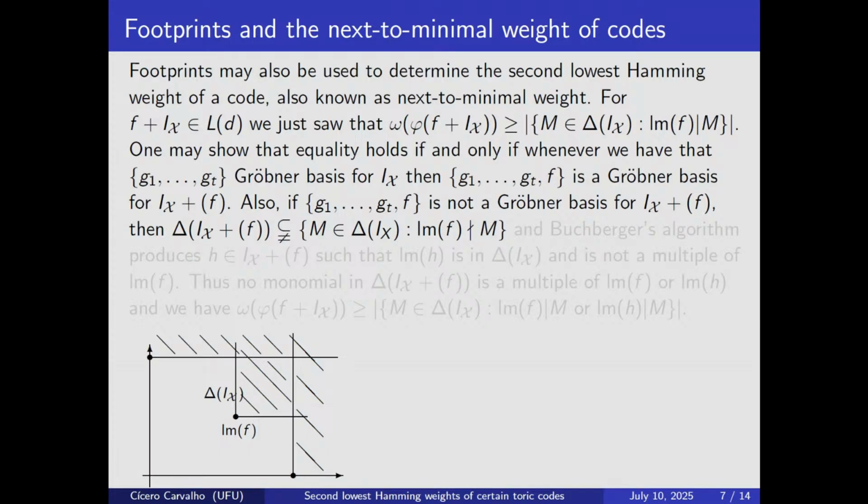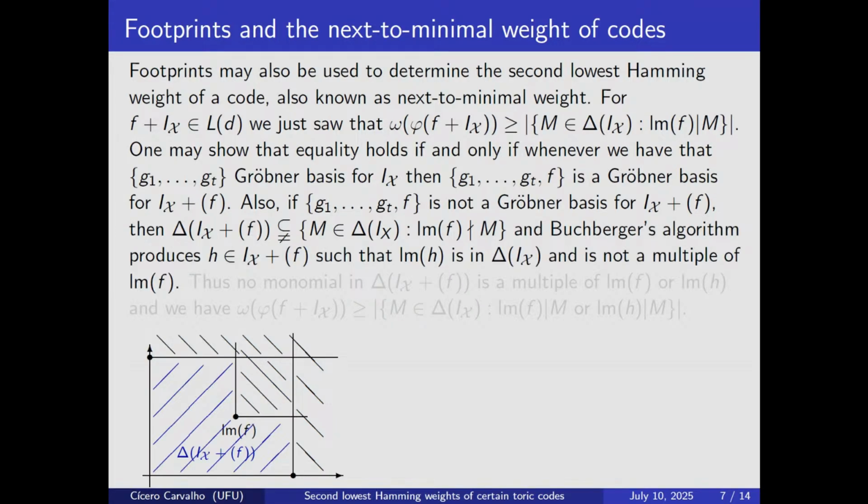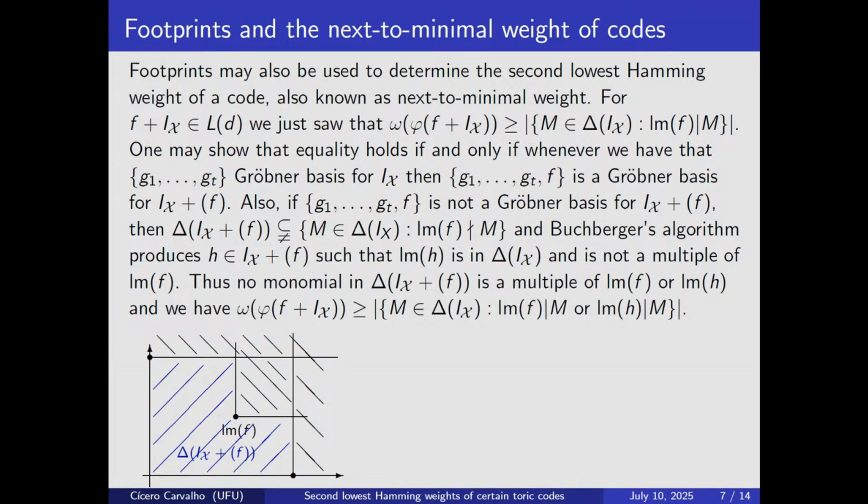So the footprint of this ideal is properly contained in this region. And then you can apply Buchberger's algorithm to get another polynomial in this ideal, such that the leading monomial is in the footprint, but is not a multiple of the leading monomial of f. Then no monomial of this footprint is a multiple of the leading monomial of f or the leading monomial of h, and you get a new lower bound for the weight of this code word.